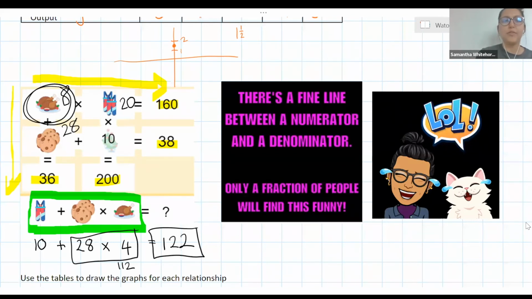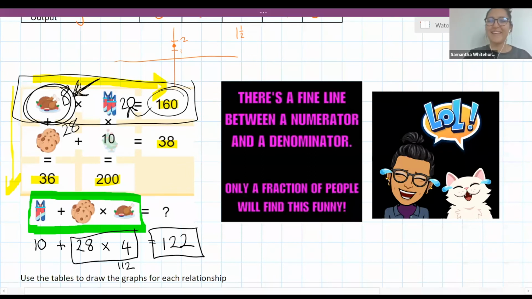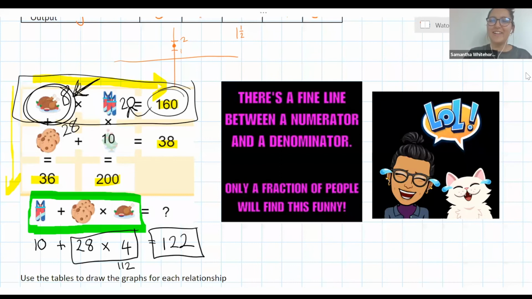Okay, so we got the roast chicken because we worked with this row over here. So we said 160 divided by 20 will give me the 8 that I need to times by. Oh, okay, yeah, thank you. I understand now. Good. Alrighty.